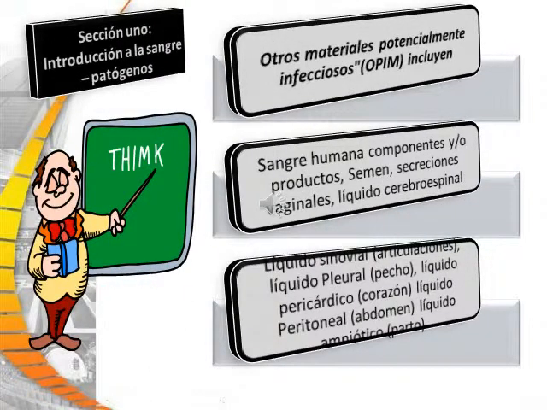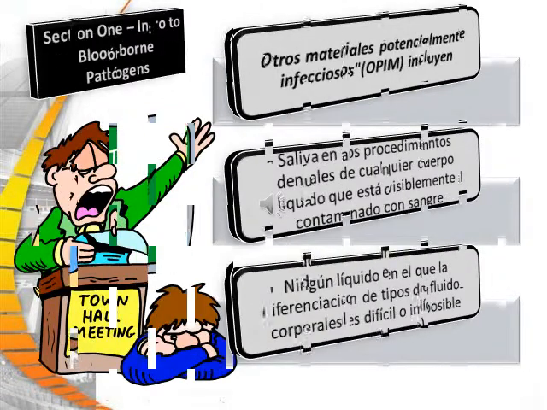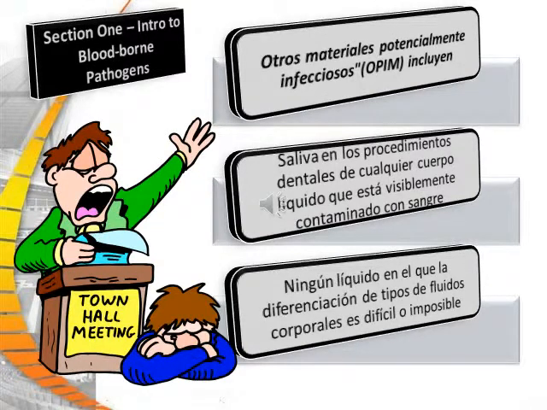OPIM, or other potentially infectious materials, include human body fluids such as semen, vaginal secretions, cerebrospinal fluid, synovial fluids, pleural fluids, pericardial fluids, peritoneal fluids, and amniotic fluids. OPIM also includes saliva in dental procedures or any body fluid that is visibly contaminated with blood, and any fluids in which differentiation of the body fluid type is difficult or impossible.